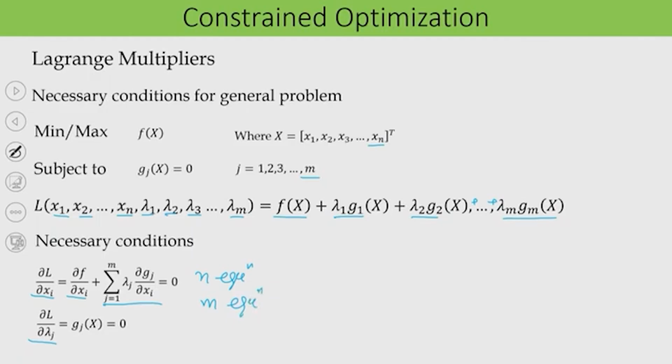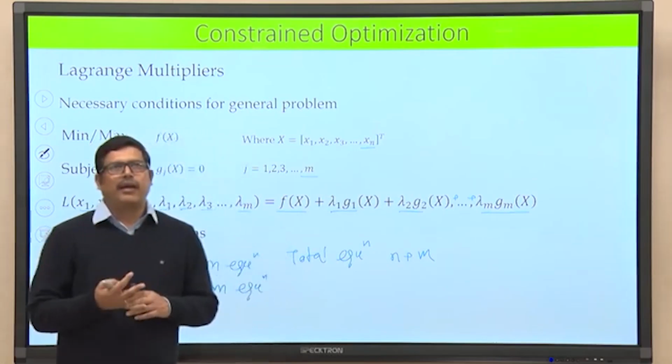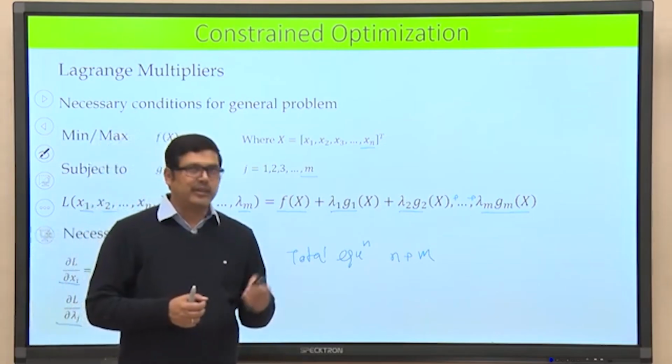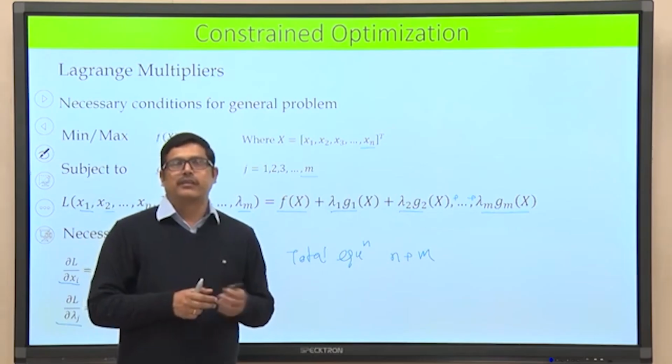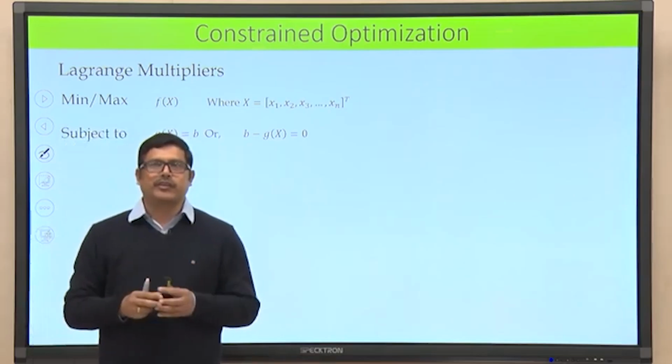So, the total number of equations we are getting is n plus m. Now you have to solve these equations to find the values of x1, x2 up to xn, and lambda 1, lambda 2 up to lambda m. You can solve this and find the solution, and that is basically the stationary point.